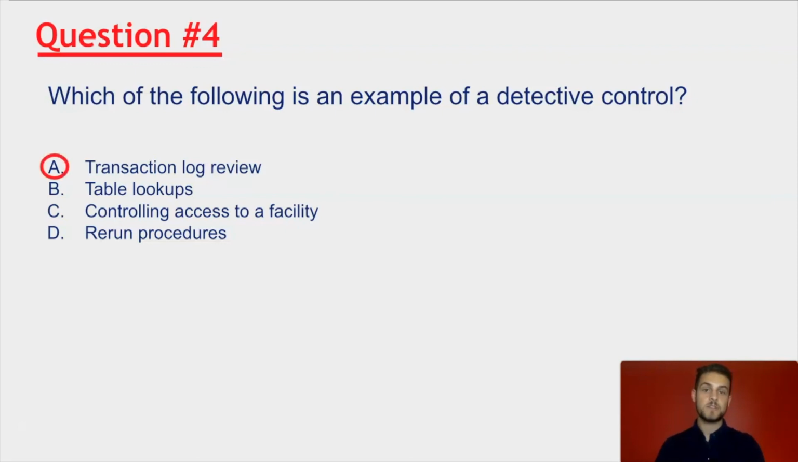The answer to this question is the transaction log review. It is a reactive control design that reviews a risk. It does not necessarily address the risk, and that is why it is not a corrective control. The remaining options are not correct because B and C are preventive controls, and D is a corrective control.